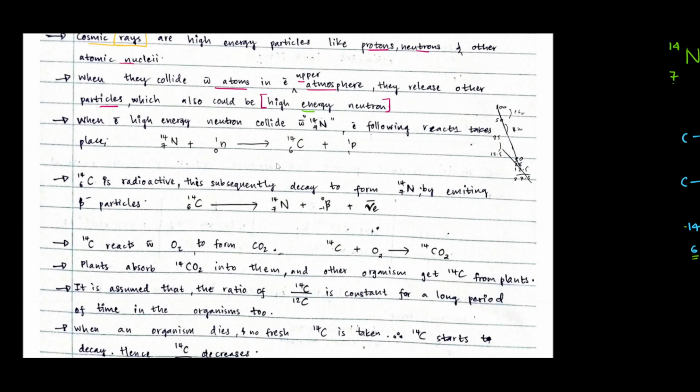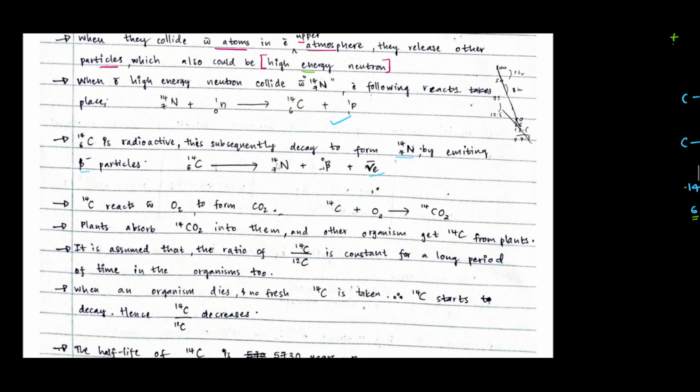So when the high energy neutron collides with nitrogen-14, the following reaction takes place, which we discussed. Carbon-14 is radioactive. It subsequently decays to form nitrogen-14 by emitting a beta minus particle. We have gone through this equation also. Now let's look at what will happen next.